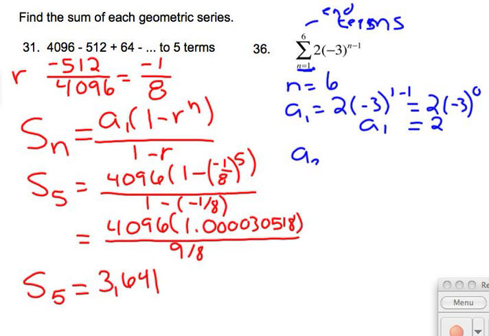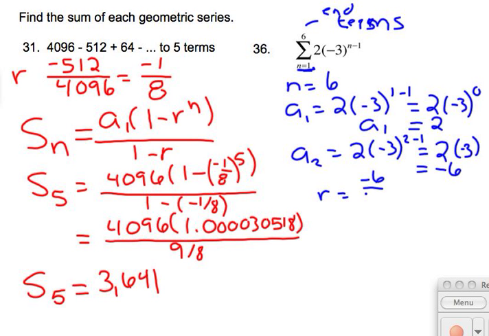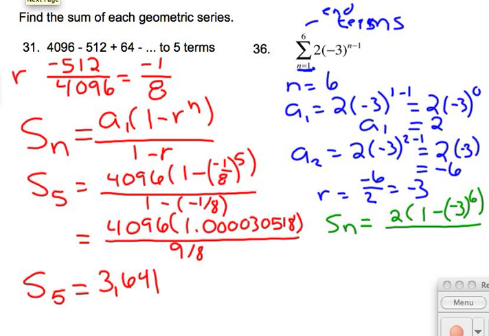If I look for term 2, I substitute in a 2. So I have 2 times negative 3, which is a negative 6. Finding my r, I take negative 6 divided by 2, I get a negative 3. Now if you look at the original problem, that 2 is my a sub 1, the negative 3 is my r. I have it, but in case you're not seeing that, you can do it that way. Again, using my formula, S sub n is equal to, my a sub 1 is the 2 times the 1 minus the negative 3 to the 6, because I have 6 terms, all over 1 minus the negative 3.